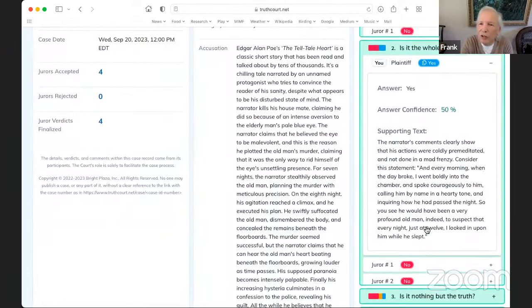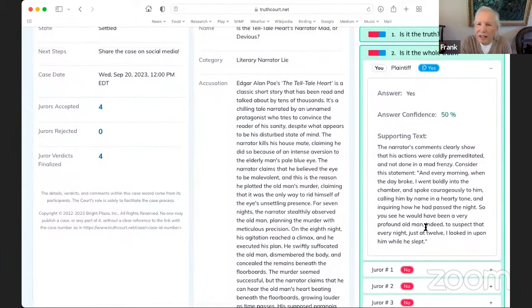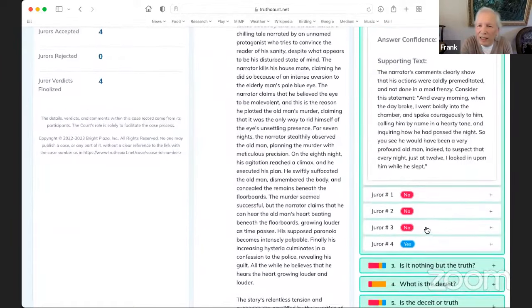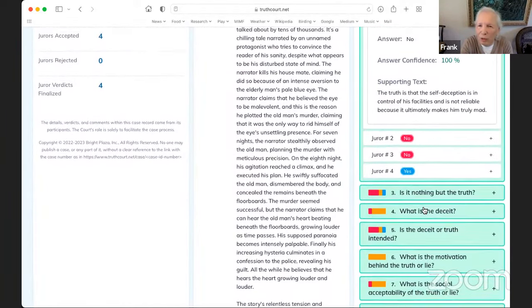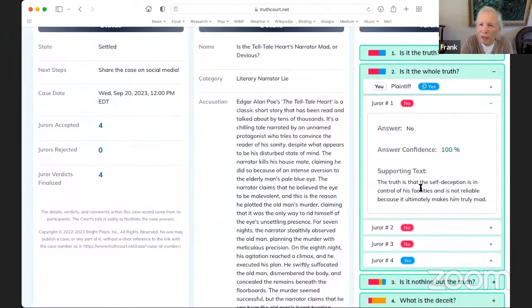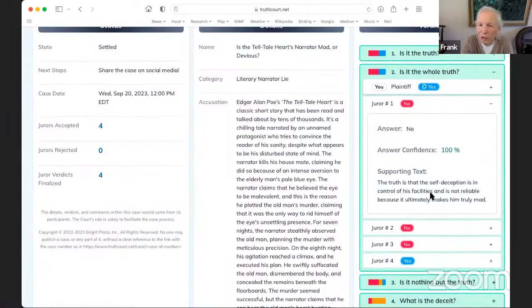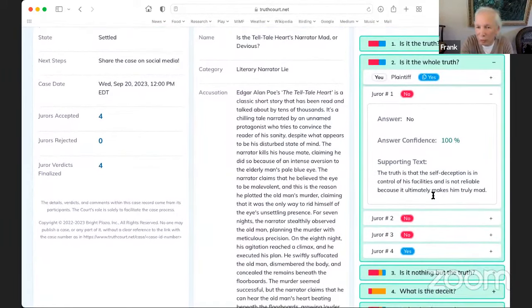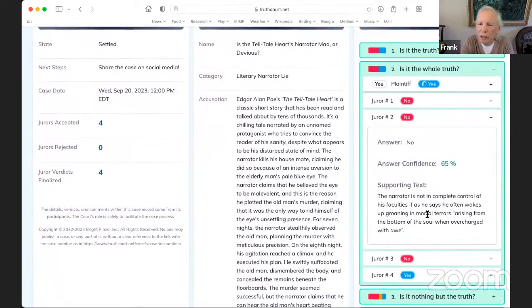All right. Is it the whole truth? Let's see. Again, nobody agrees with me. Juror number 1 says 100% confidence it is not the whole truth. The truth is that self-deception is in control of his faculties and is not reliable because it ultimately makes him truly mad. Juror number 2, the narrator is not in complete control of his faculties if, as he says, he often wakes up groaning in mortal terrors arising from the bottom of the soul when charged with awe. Okay, I like that answer, and it's supported by a quote from the text.